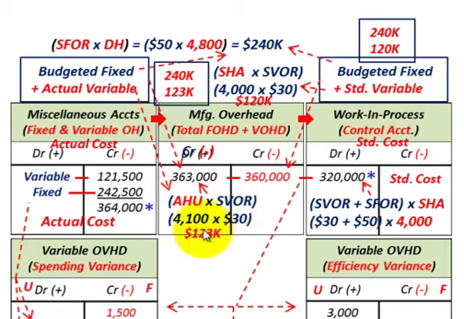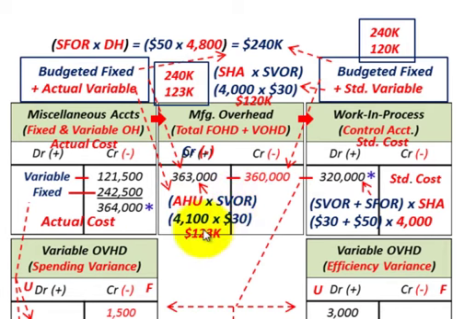Okay, so now looking at our budgeted fixed plus our standard variable amount. We calculated our budgeted fixed to be $240,000, but the standard variable amount is taking our standard hours allowed of 4,000 times our standard variable overhead rate of $30 per hour, a total amount of $120,000.